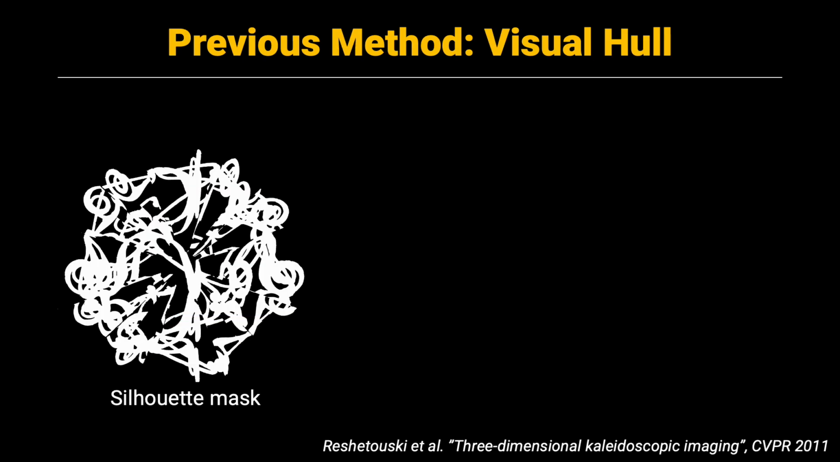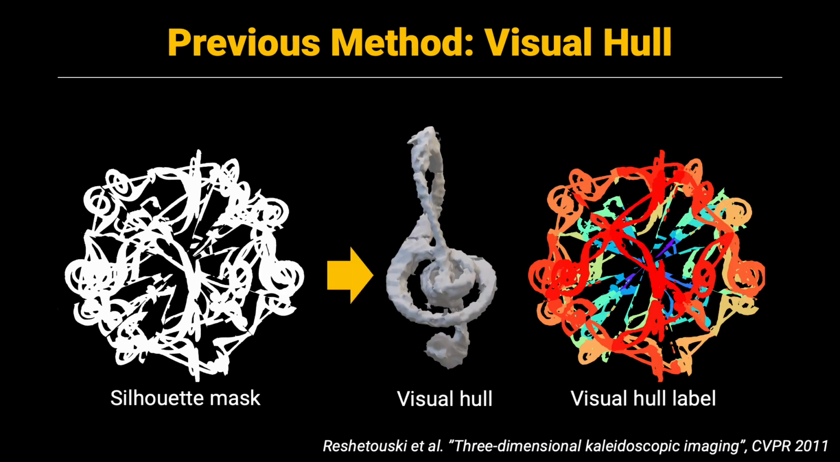To avoid this problem, a previous method used only background pixels, where the label is independent of the object. By carving out the space that the reflected background rays are passing through, it could achieve an approximate 3D shape, the visual hull. The label is also obtained by simply running ray tracing to the visual hull in the kaleidoscope.